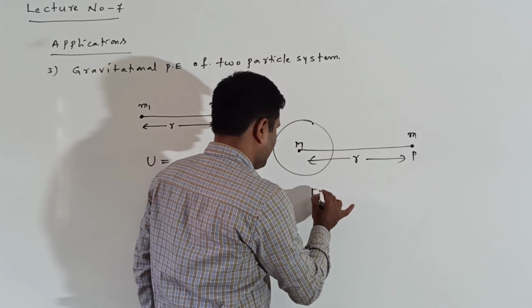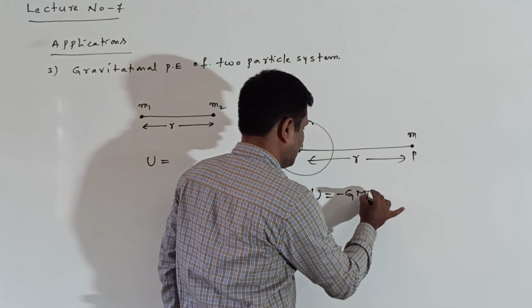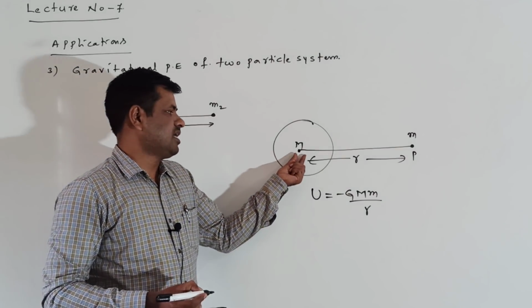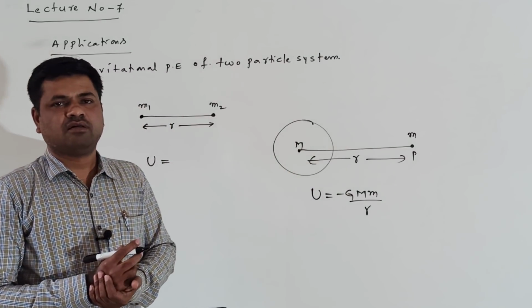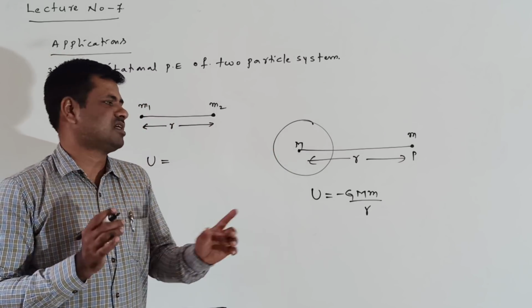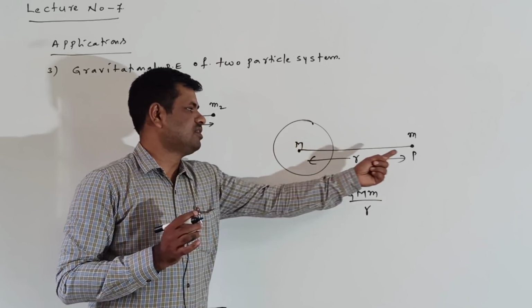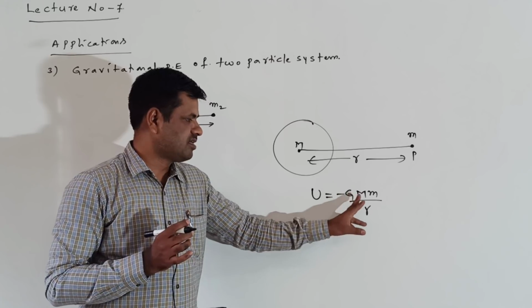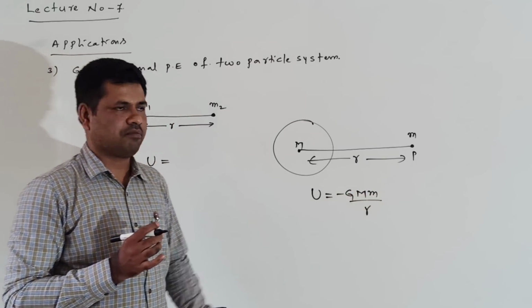Here the potential energy formula we have written is minus G into capital M into small m by r. r is the distance between capital M and small m. Capital M means the mass of the earth is concentrated at the center. So this point to this point distance is small r. The potential energy formula is minus G M m by r.